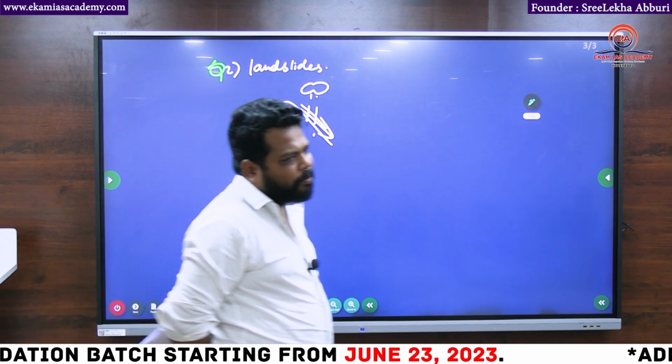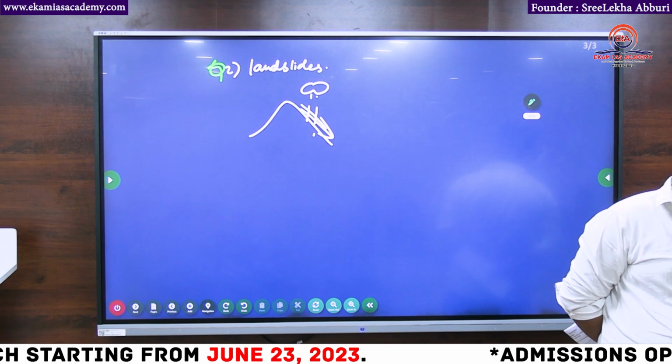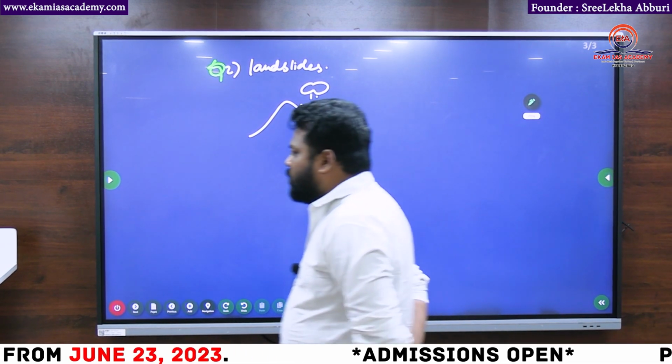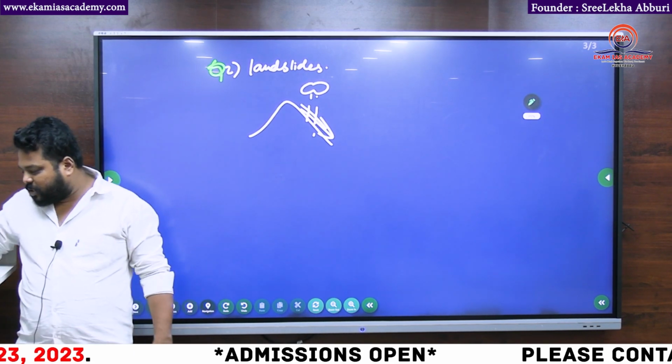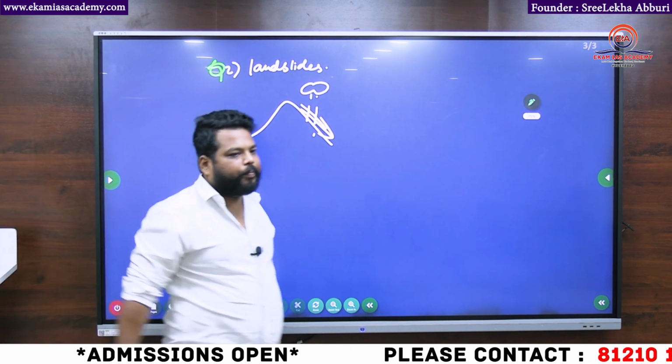So hopefully whenever you write an answer regarding landslides or any disaster, you mention this point, like write a note and write this point. Whenever you write any answer regarding disaster, suggest some measures according with it. Okay.